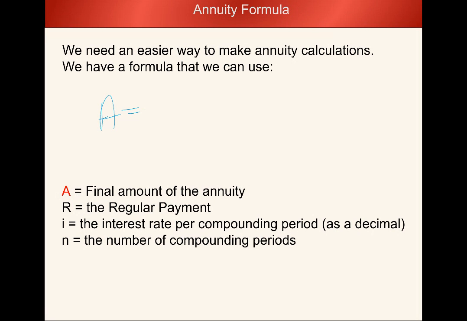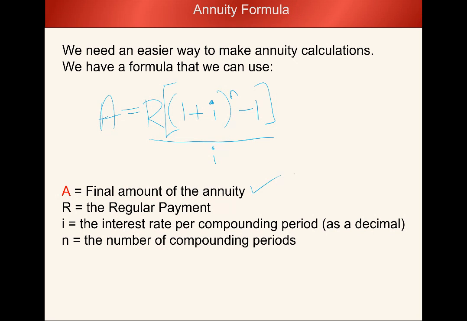So it's A equals R times, in brackets, 1 plus i to the power of n minus 1, all divided by i. Here A is the amount that you're going to have, and i is the interest rate per compounding period. So this is our annuity formula. I know it looks complicated, but really it's just plugging some numbers in.